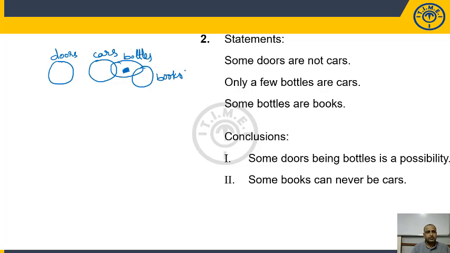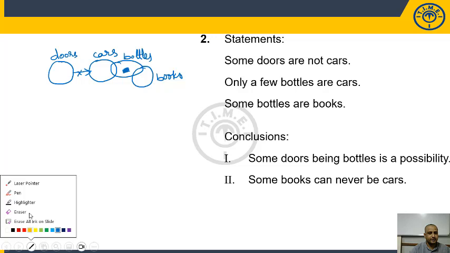Some doors are not cars means that part of the doors should not go inside the cars. And as it is given that only a few bottles are cars, definitely some part of the bottles should be outside the cars. These two are the restrictions for us. Now let's see the conclusions.